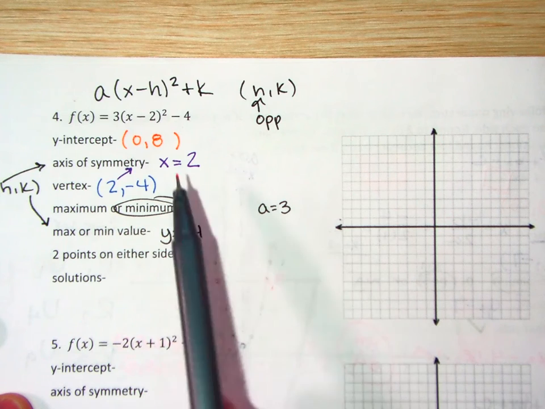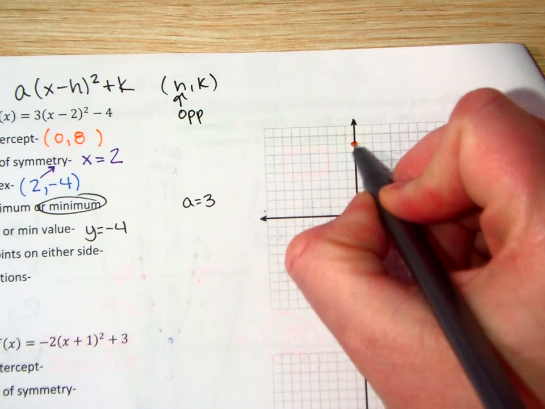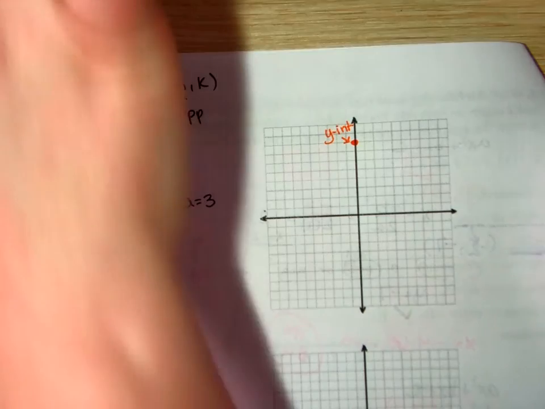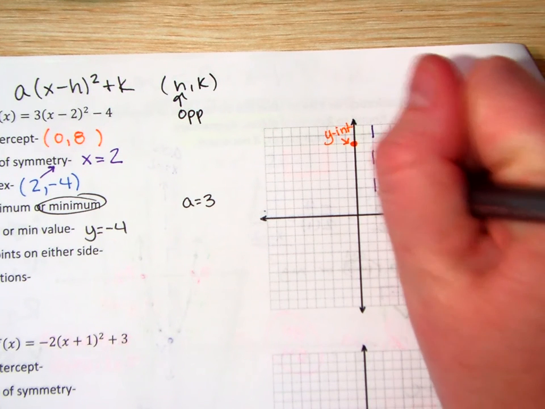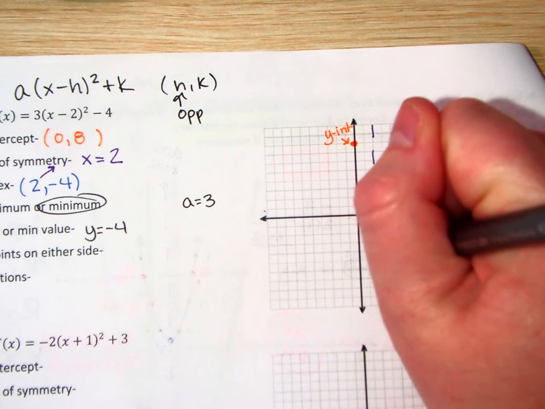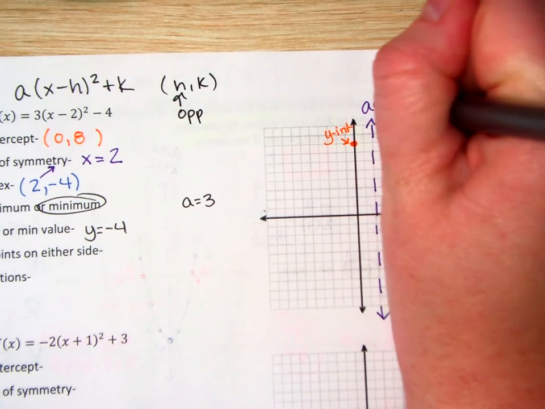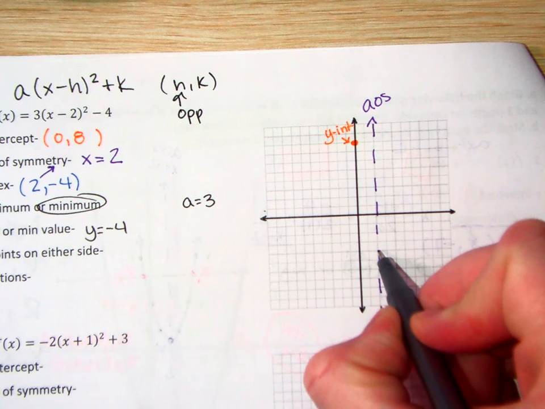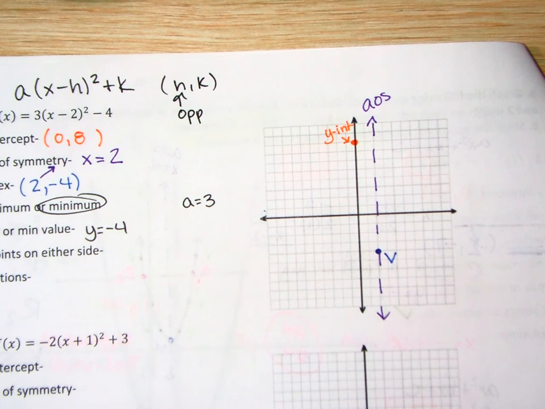So I have almost everything I want, depending on how you want to do things. So (0, 8) is right here. This is my y-intercept. The axis of symmetry is on 2. The vertex is at (2, -4). And I know it's going to open upwards.